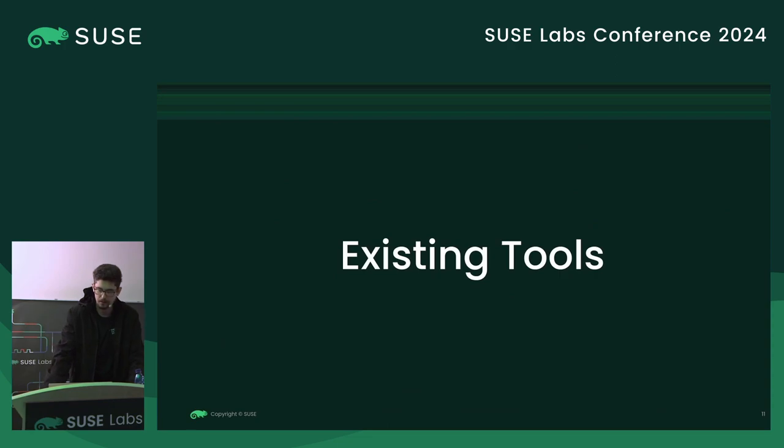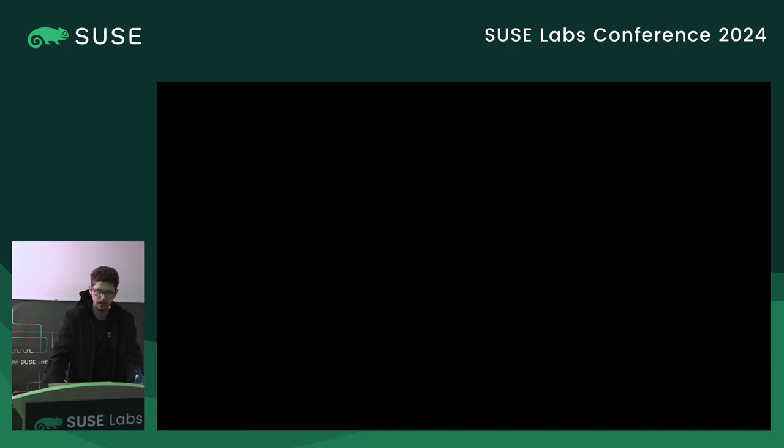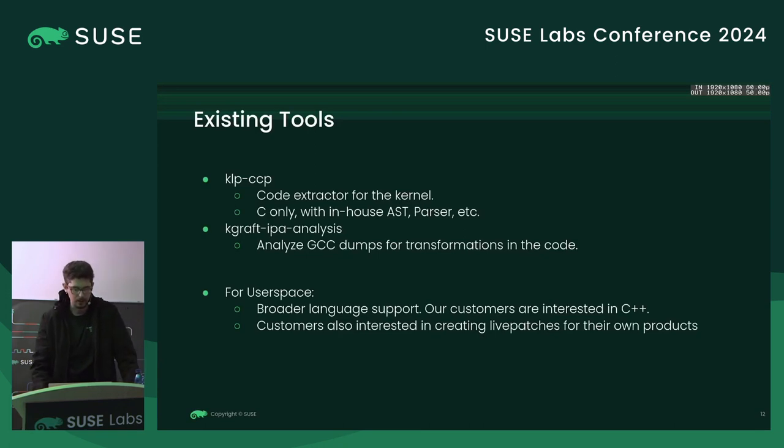So I will now speak about existing tools. The kernel team has a tool named calpccp, C copy and paste, which is a code extractor that works on the kernel. But it is C only, and it has an in-house parser. And they also have another tool that is able to analyze GCC dumps to know which transformations GCC did on the code. But for user space live patching, we want broader language support, because we have customers interested in having C++ and creating live patches for their own products. So we need to provide them tools as well.